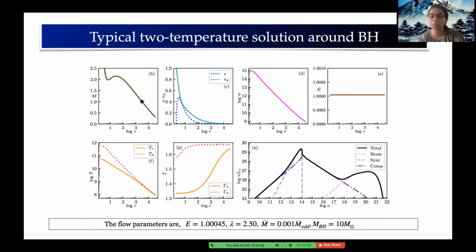And this is the corresponding spectrum. This power law part is mainly because of the inverse Comptonization of the soft photons present in the system. The higher frequency part is contributed mainly by Bremsstrahlung, and this hump is mainly because of the synchrotron emission.